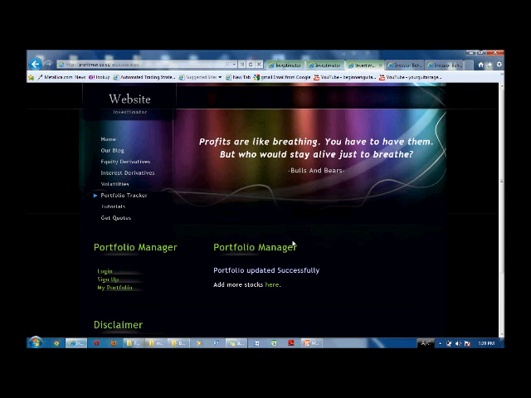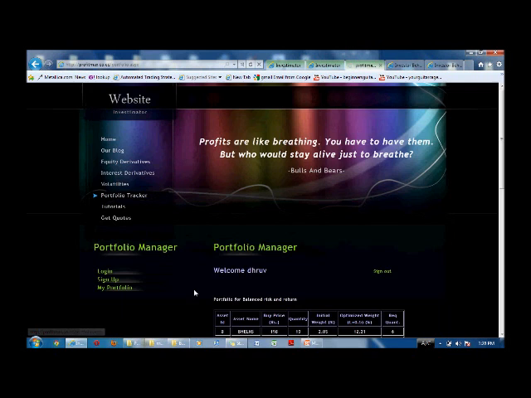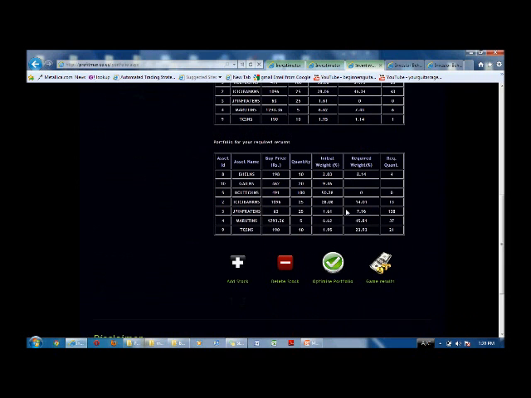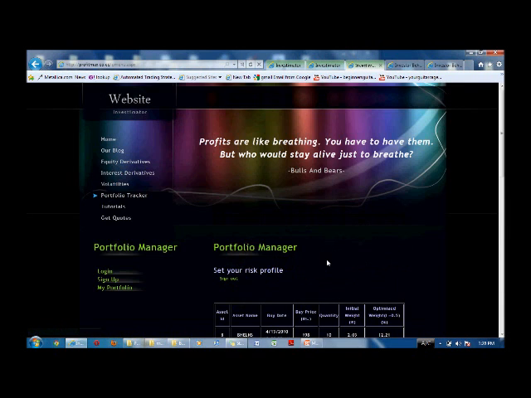The stock has been added. The portfolio has been updated successfully. You can click here to add more stocks, or go back to My Portfolio and see your stock added. Now this one shows there is no optimized weight currently. So the user will click on the Optimize Portfolio button.